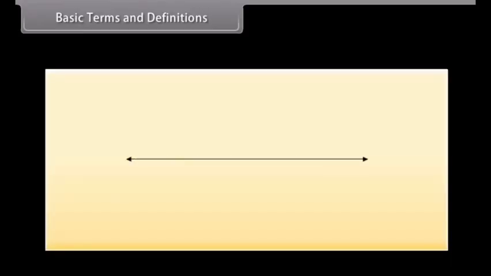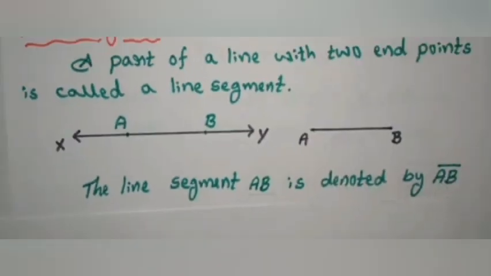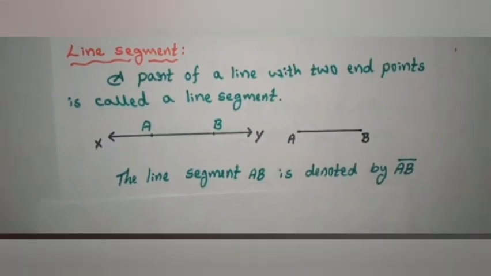Basic terms and definitions. We know that a part or portion of a line with two endpoints is called a line segment. The line segment AB is denoted by AB bar. So let's see this definition. Line segment: a part of a line with two endpoints is called a line segment. The line segment AB is denoted by AB bar.